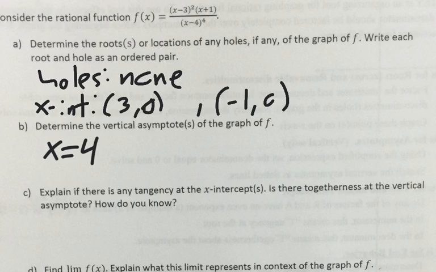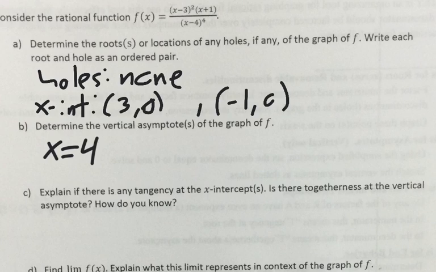First, we look for holes. If there's any that are in common, they're a hole. None in common. So next, the x-intercepts are the numerator that's left over. The vertical asymptotes are the denominators that are left over. They don't cancel with the hole.